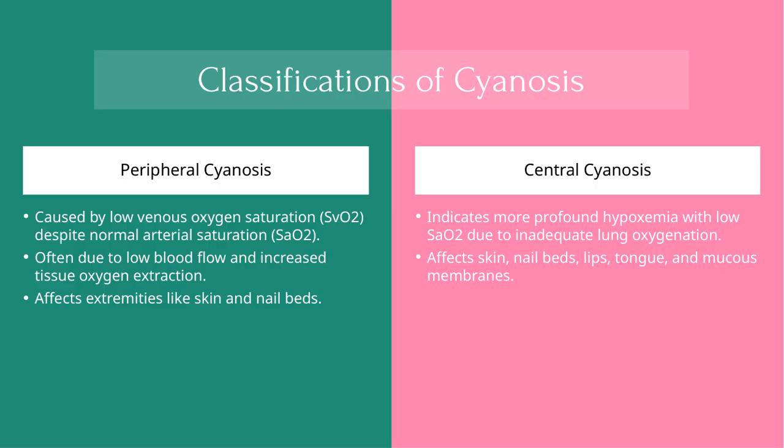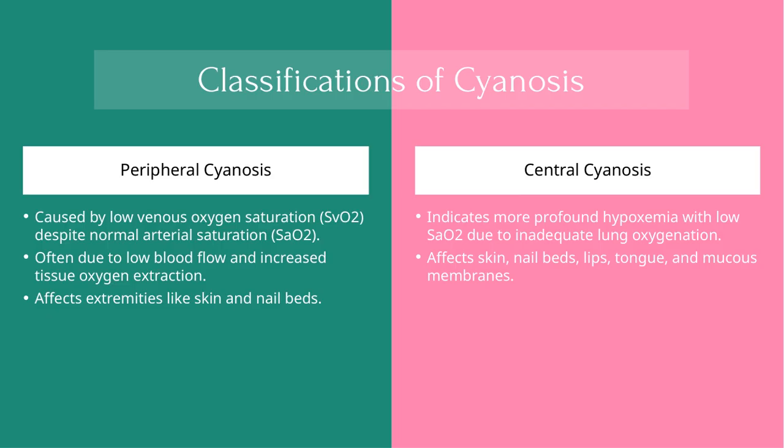Now, let's discuss oxygen transport and the dynamics of hemoglobin in both health and disease. On this slide, we see that one key issue can be low venous oxygen saturation, or SvO2, even when arterial saturation, SaO2, appears normal. This situation often occurs when blood flow is reduced, leading to increased tissue oxygen extraction. In other words, the tissues are pulling more oxygen out of the blood because less blood is reaching them, which can result in a mismatch.